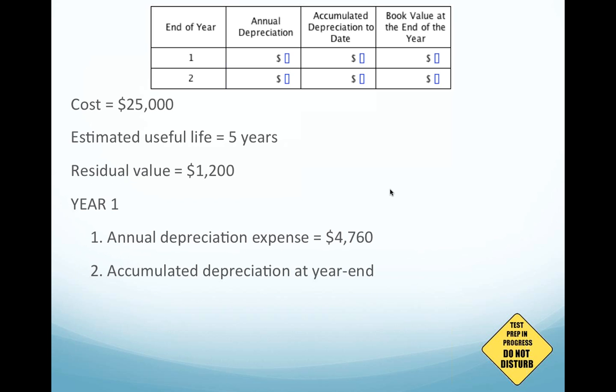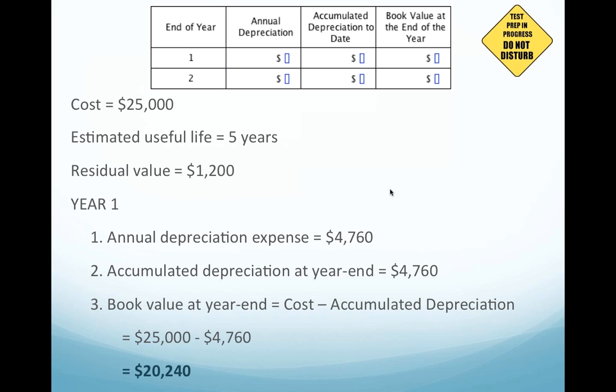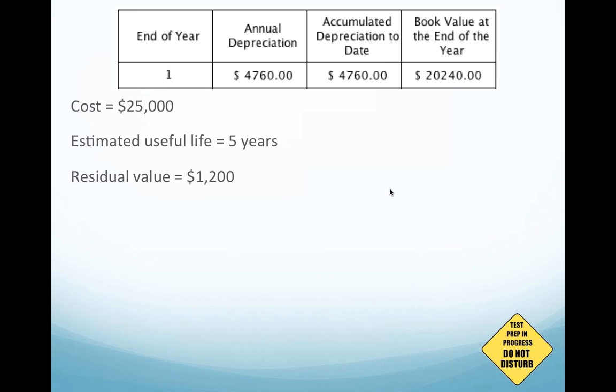Okay, now what we'll do is we'll put that in. The accumulated depreciation for that first year is going to be the same as the annual depreciation. And then our book value will take our cost and subtract our accumulated depreciation from it. And then that'll give us 20,240.